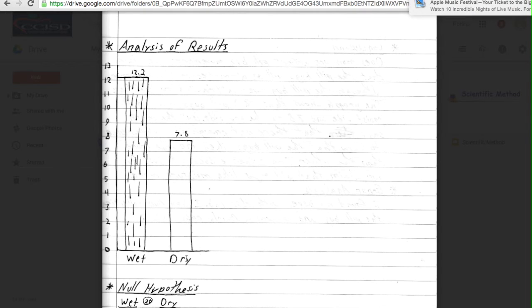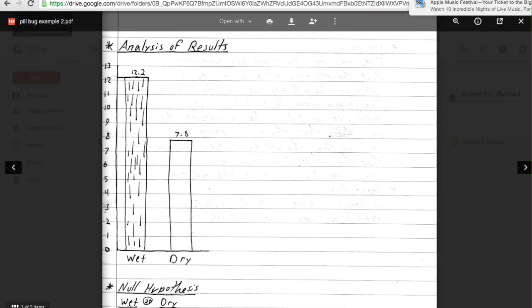On the x-axis for our lab this week is going to be the time, which is 2-minute intervals over a 20-minute period. On the y-axis will be the number of pill bugs. You are to have two different lines on this graph. One line for the wet chamber and another line for the dry chamber.